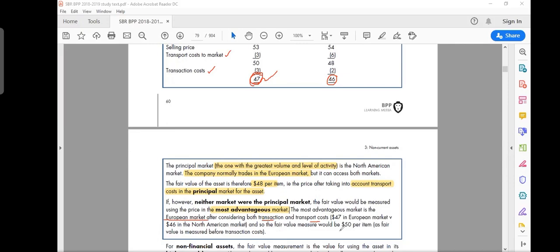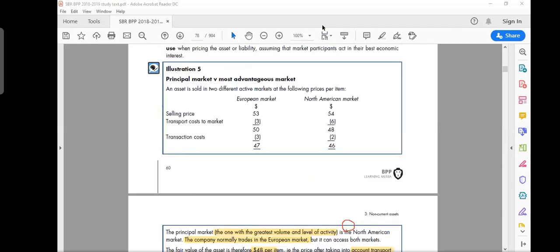And so the fair value measure would be $50 per item, because fair value is measured before transaction cost. So you take it as $50. This is going to be your most advantageous market. You compare the 2 numbers. This market you have to maximize. This market is giving 47. This market is giving 46. So the most advantageous market is the European market. And you will say that 53 minus 3, 50, you will take as the fair value.